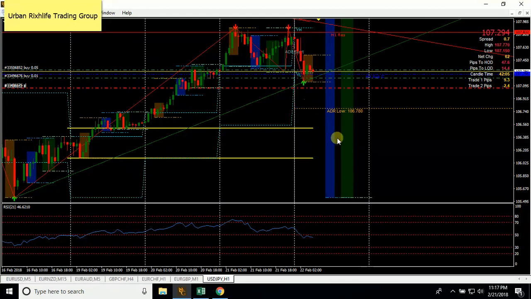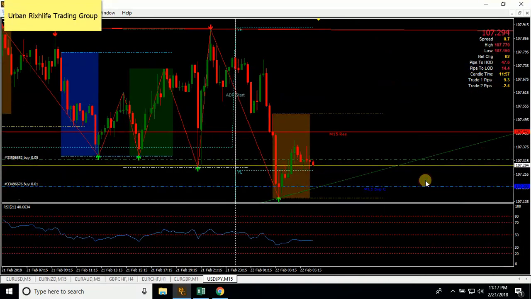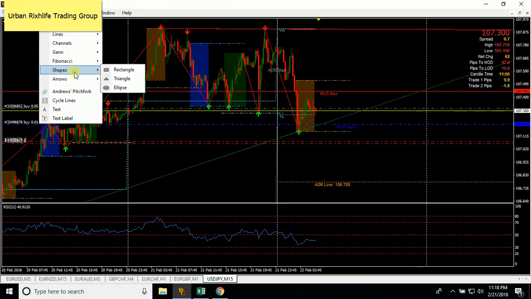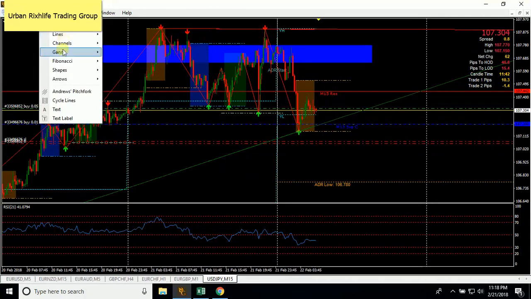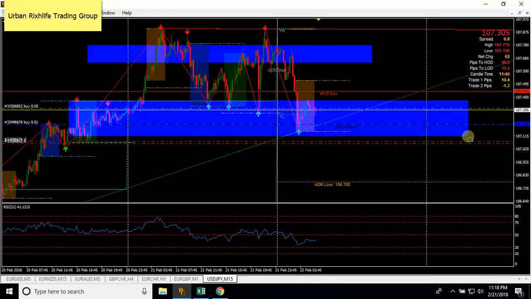Alright. Now we go to the 15-minute chart. We'll see we have high, low, high, low, high, low, high, low. We have a range right in here. We broke out of this range to the downside. Now we should be going back up.